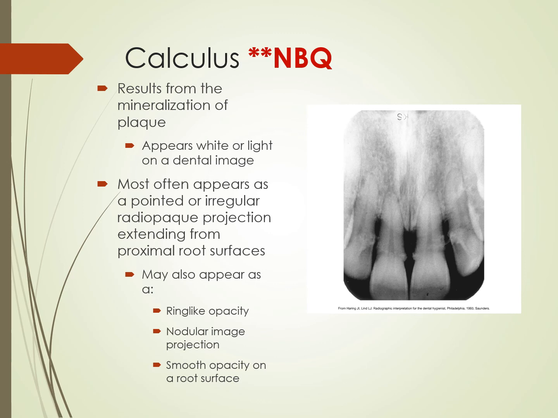Anyway, calculus. This is probably going to be on your board exams, as far as being able to recognize what calculus looks like on a radiograph. Calculus results from the mineralization of plaque. Where does that mineral come from? Your saliva, or gingival crevicular fluid. Those are the two sources of mineral in your mouth. They appear white or light on a dental image. Over time, they become more and more dense.